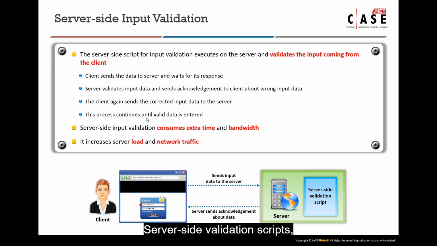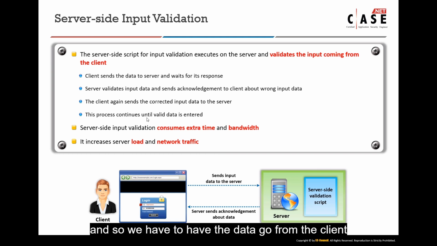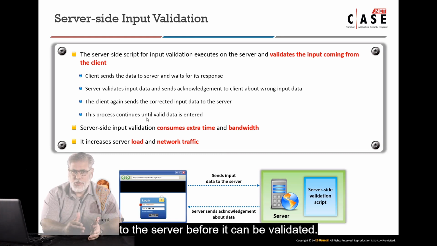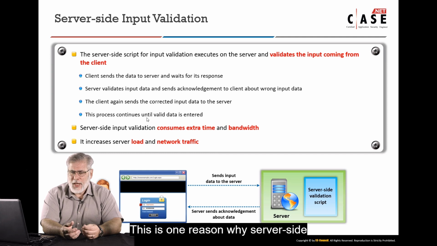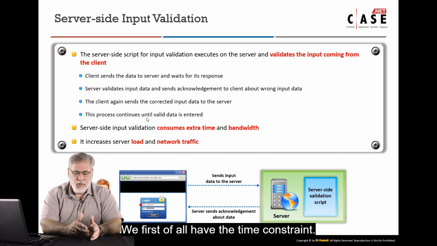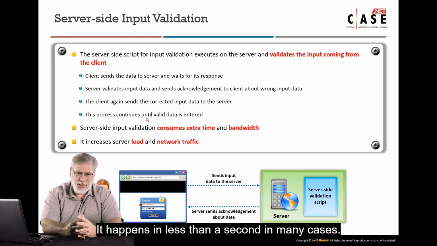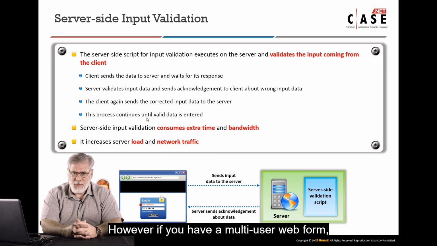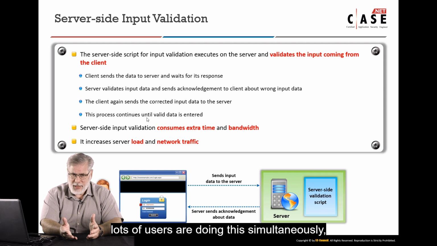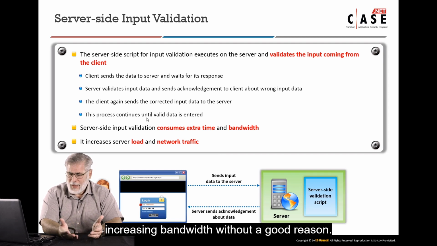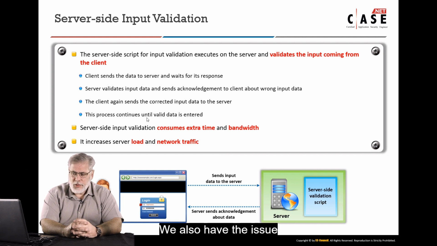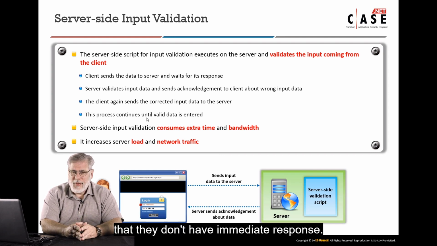Server-side validation scripts execute on the server, obviously, and so we have to have the data go from the client to the server before it can be validated. This is one reason why server-side is more of a secondary validation. We first of all have the time constraint. Data has to go from client to server and back. Now that's not a lot of time. It happens in less than a second in many cases. However, if you have a multi-user web form, lots of users are doing this simultaneously, increasing bandwidth without a good reason. We also have the issue that they don't have immediate response.